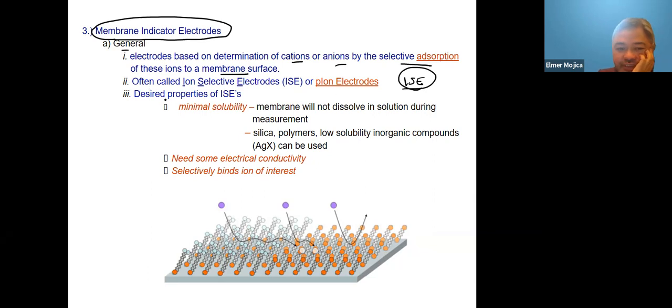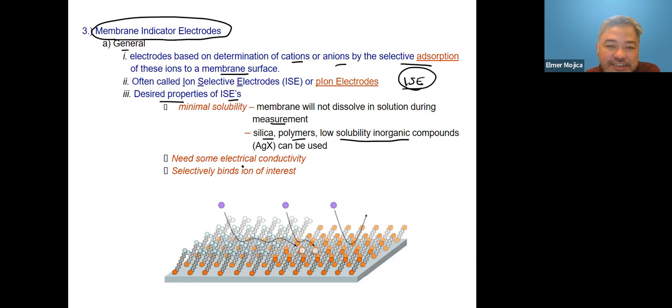Now, the desired properties of ion selective electrodes: as much as possible, hindi siya soluble. Ayaw mo yung pagbaba mo nung ISE, kita mo nawawala o ano nangyari. So, natutunaw, ayaw mo mangyari yun. As much as possible, they will remain undissolved. So the membrane will not dissolve in solution during the measurement. So how do they do that? They use either silica, polymers, or low solubility organic compounds like silver chloride.